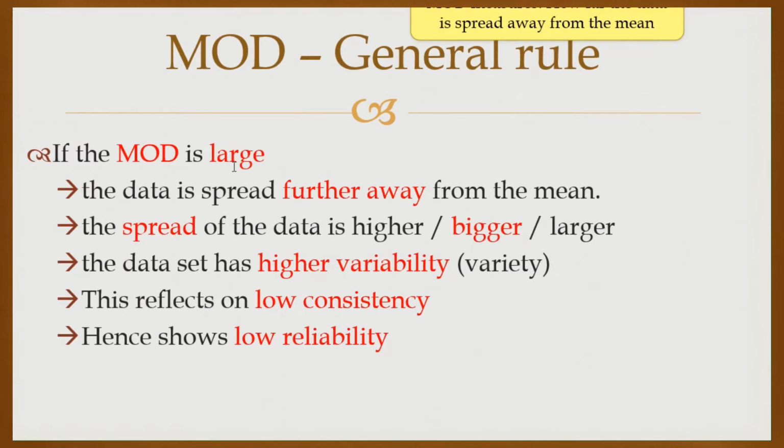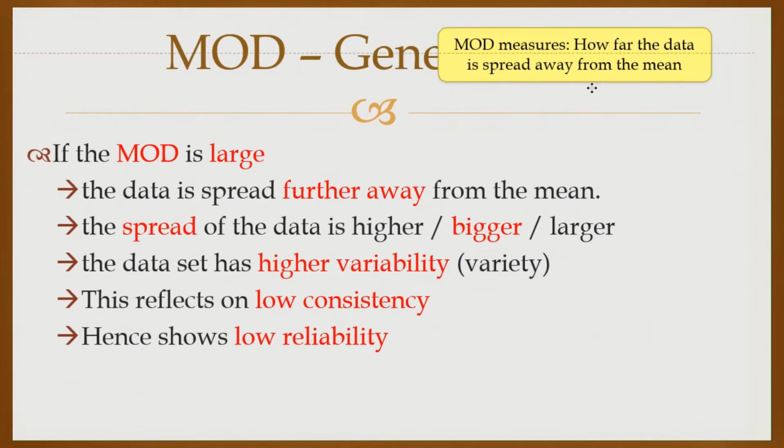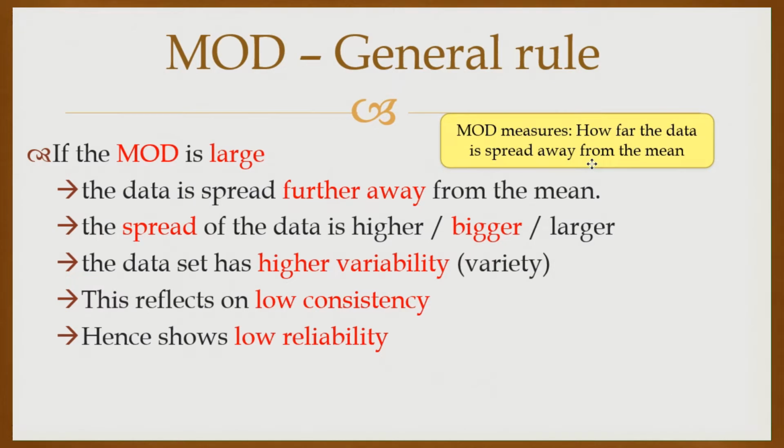Now, when the MOD is large, that means the measure of dispersion is large. What does that tell you? I'll just bring this down so you're able to see. Measure of dispersion measures how far the data is spread away from the mean. This was explained to you earlier.